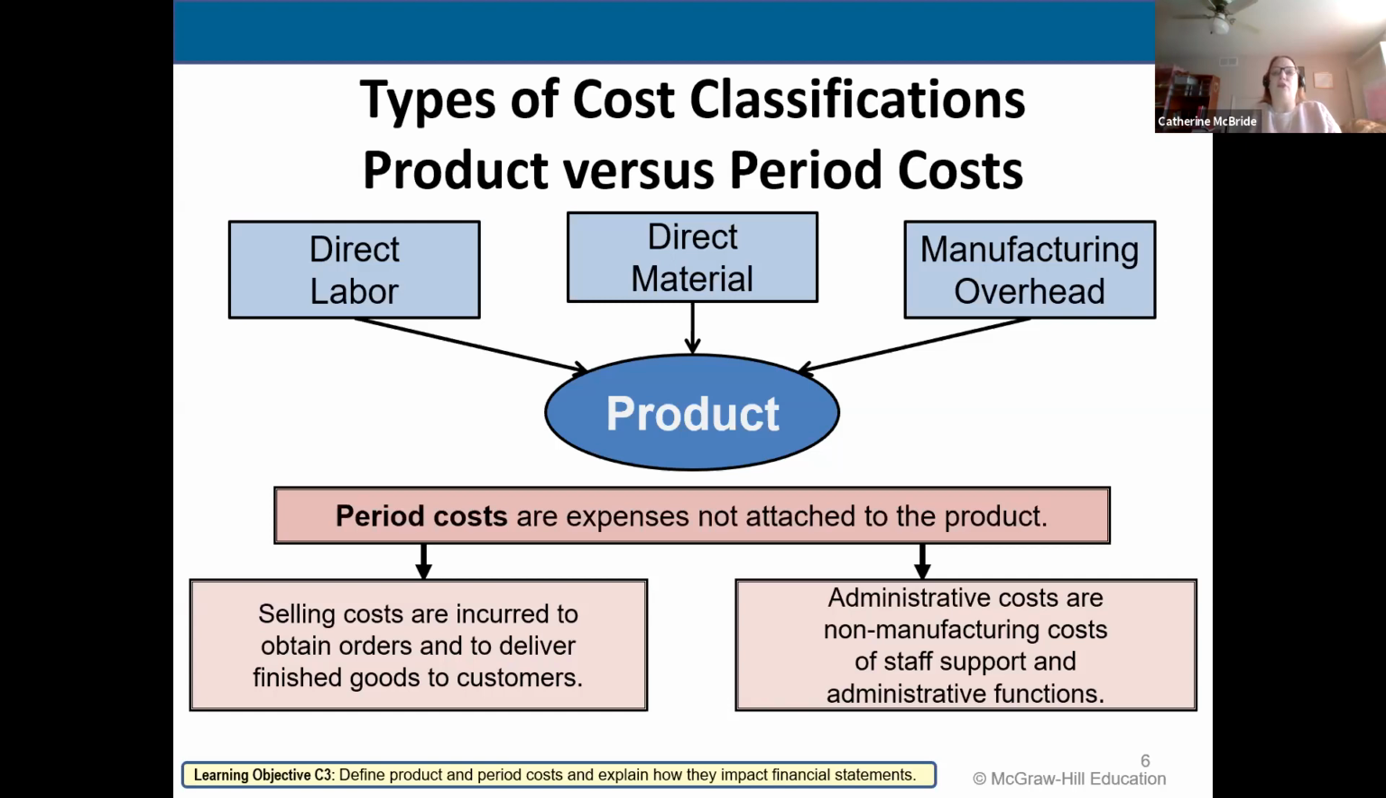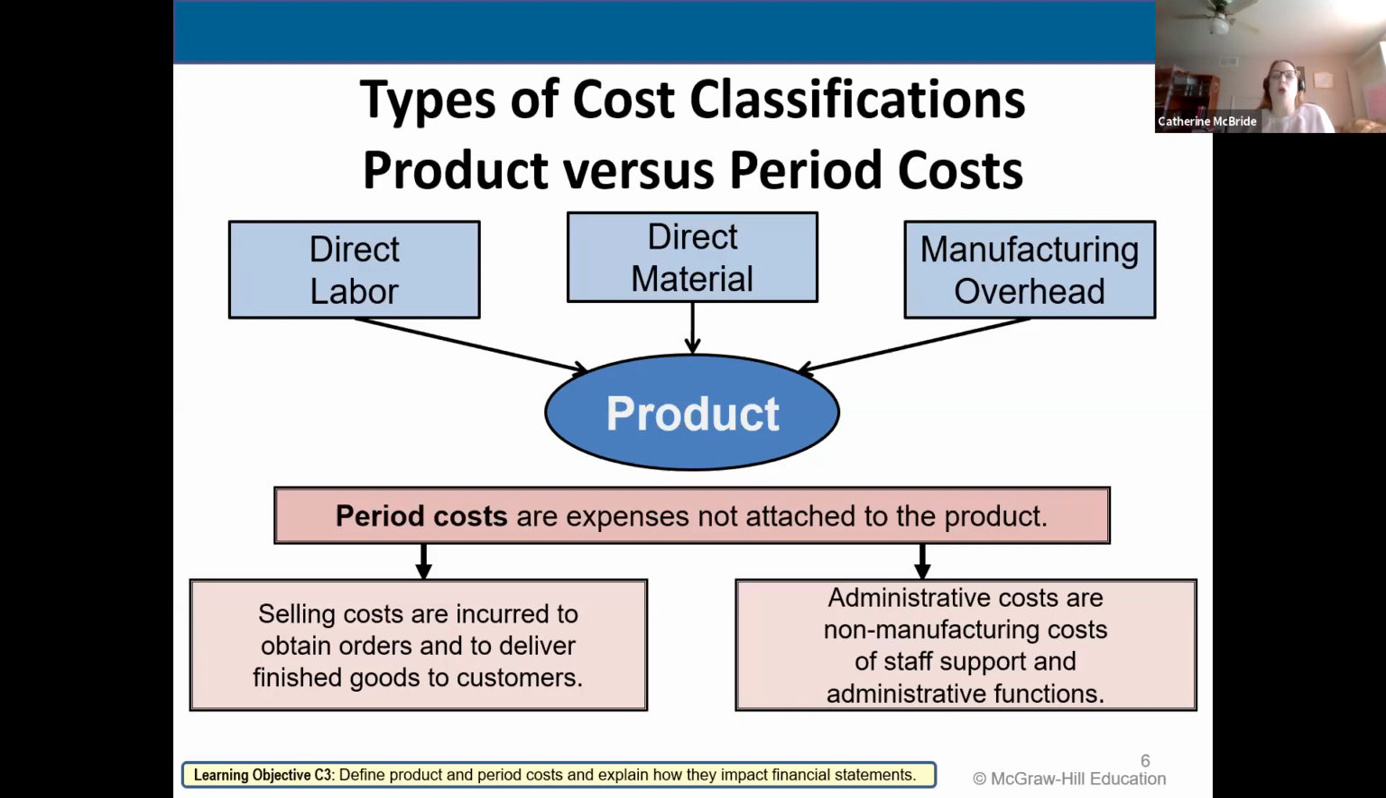Examples of manufacturing overhead are the factory rent, the factory maintenance, the depreciation on factory equipment, the salary for the factory supervisor. Those are all manufacturing overhead. They're directly related to manufacturing. Those are product costs. The other category of costs are period costs.